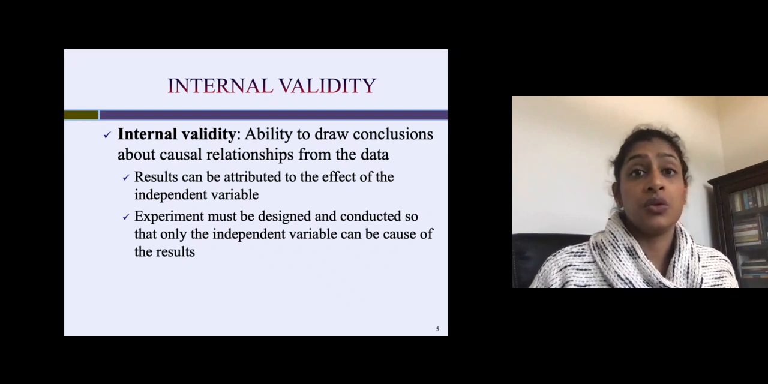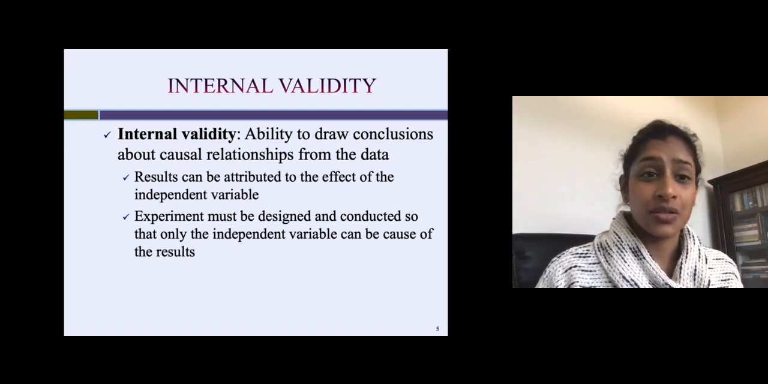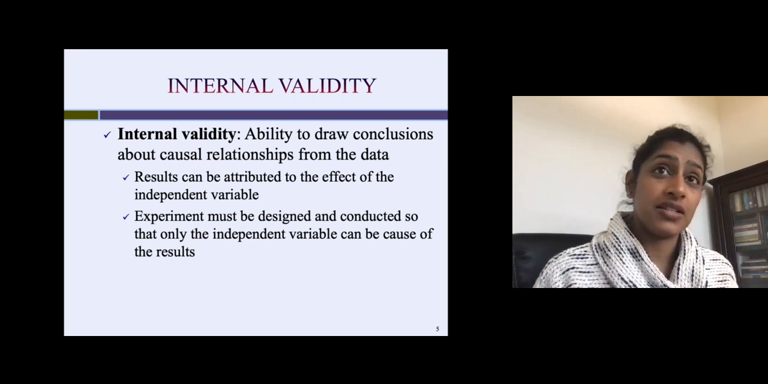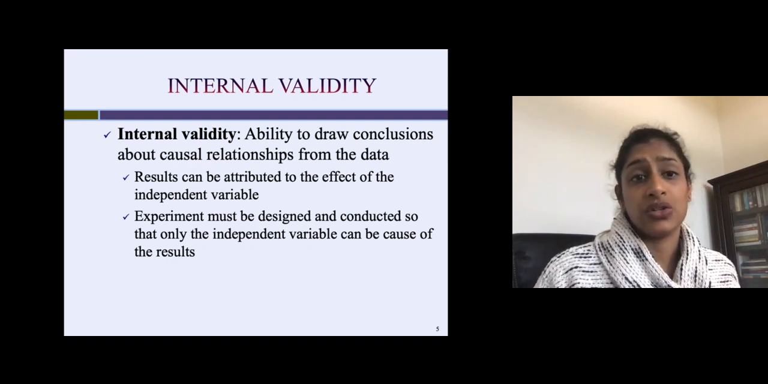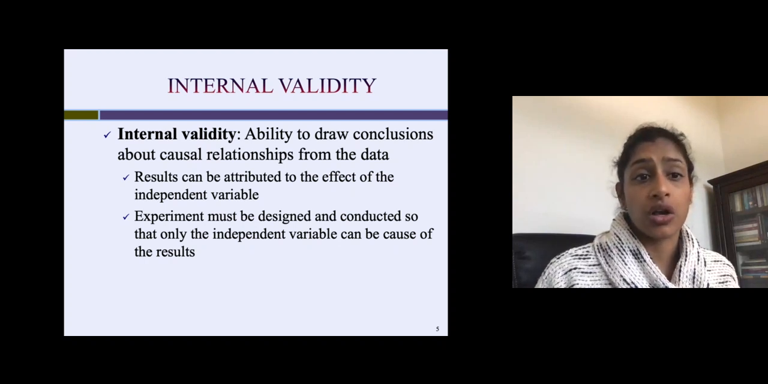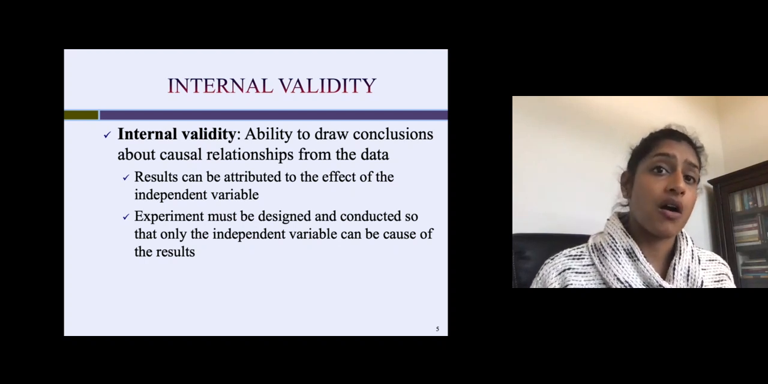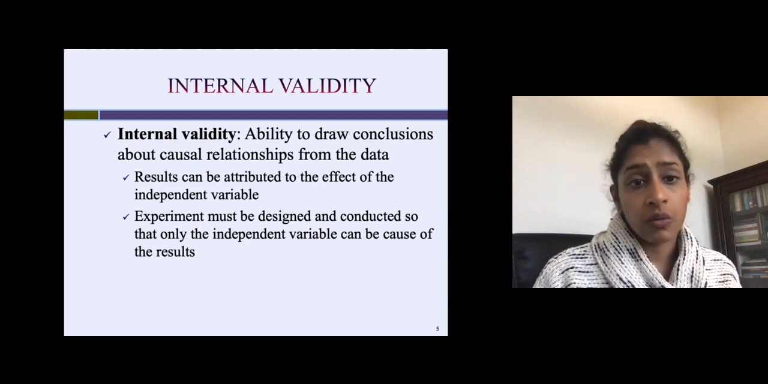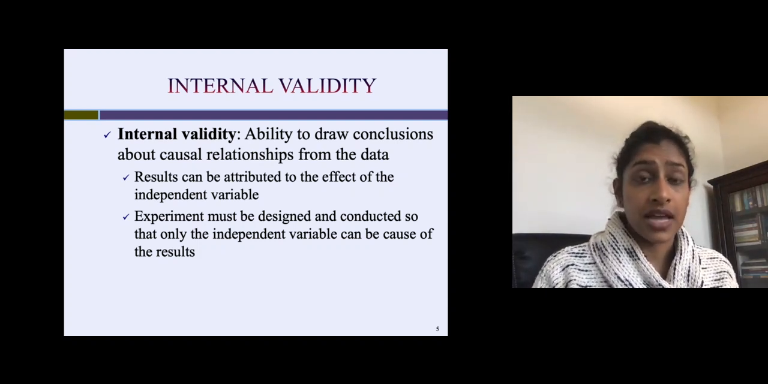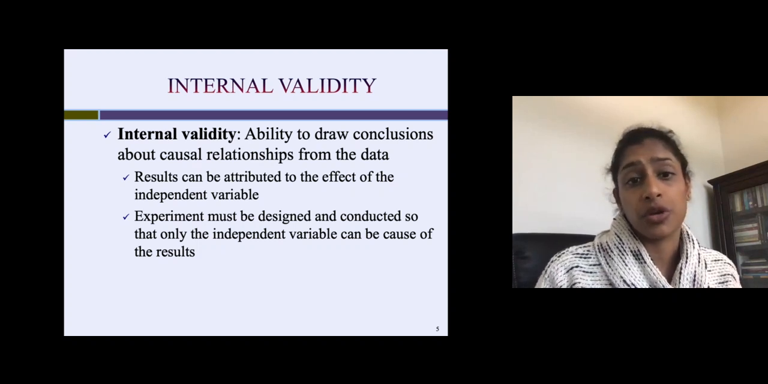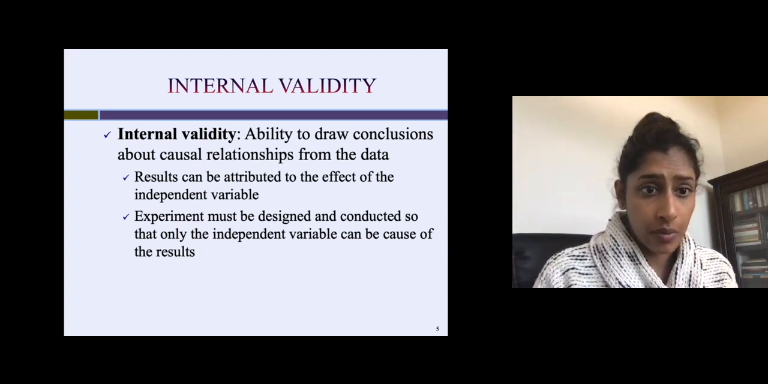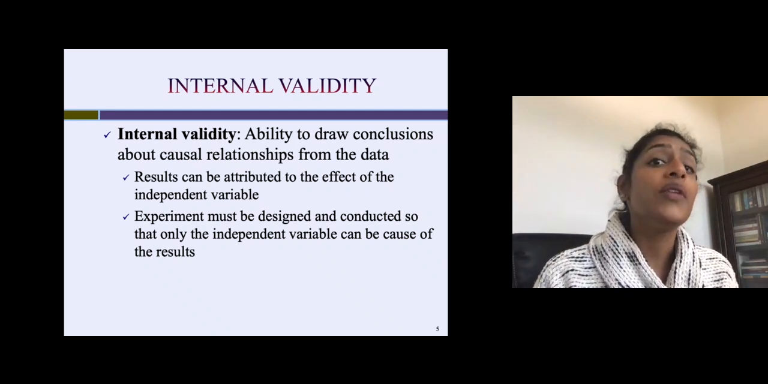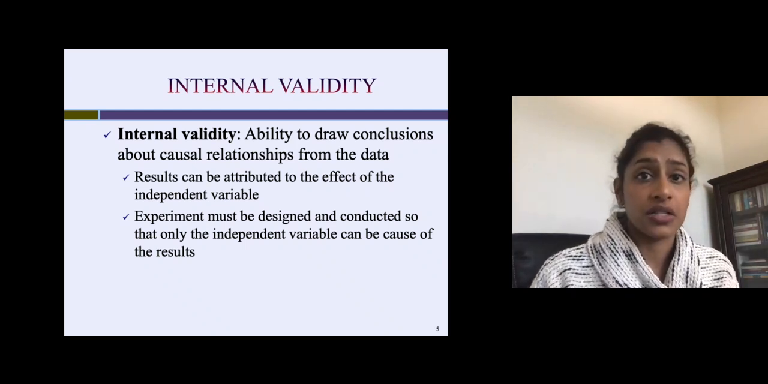So one of the things to really consider about an experimental design is we want good internal validity, right? So kind of going back to internal validity, this is our ability to draw conclusions about the causal relationship from our data. Here, we have to ask whether the results can be attributed to the effect of the independent variable. An experiment must be designed and conducted so that only the independent variable can cause the result, right?